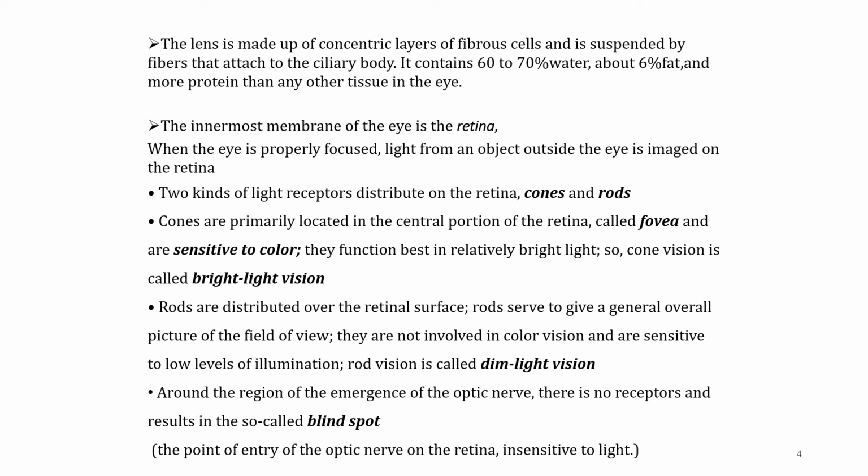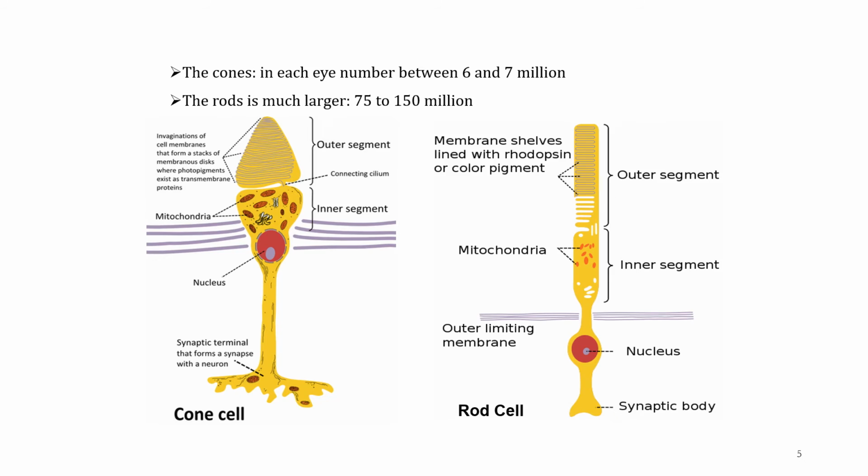The absence of any rods and cones is called the blind spot. That means there is no bright light vision and no dim light vision. That indicates no vision. No vision is the blind spot. Generally each eye contains 6 to 7 million cones and 75 to 150 million rods.